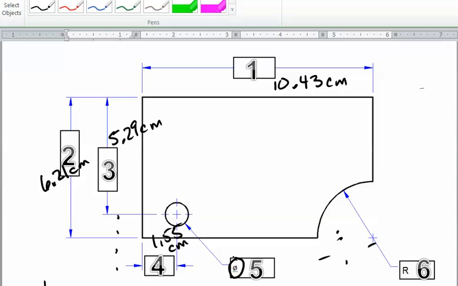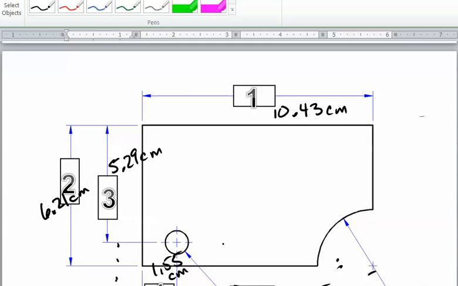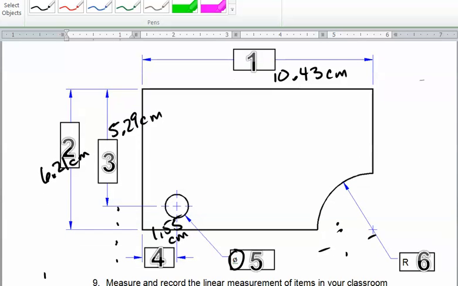Now 5, that little symbol right there is the diameter. So what that tells me to do there is to measure all the way across. And as I do that, on mine, I'm going to get an answer of about 1.05 centimeters. That was number 5. Number 6 down here tells me to find the radius. And I'm going to say that this right here was 2.47 centimeters.